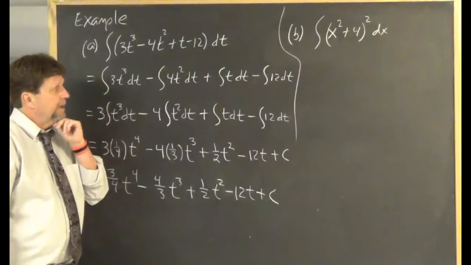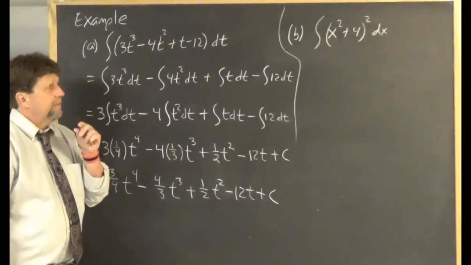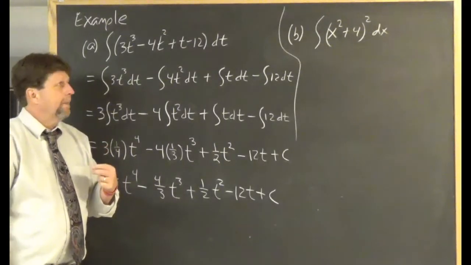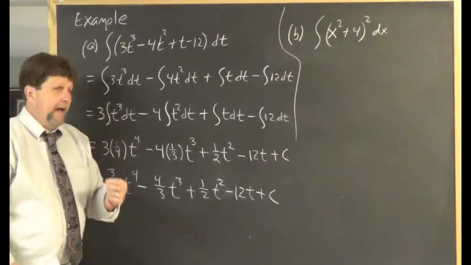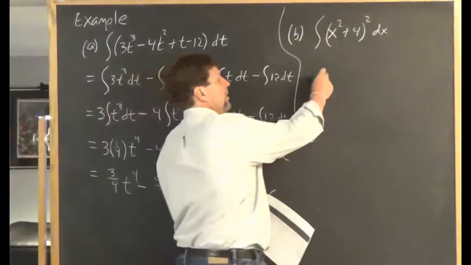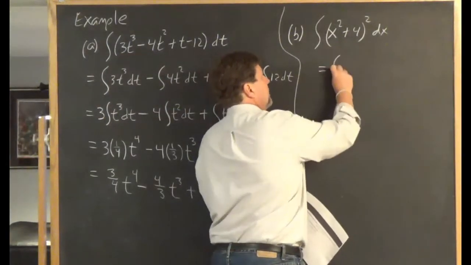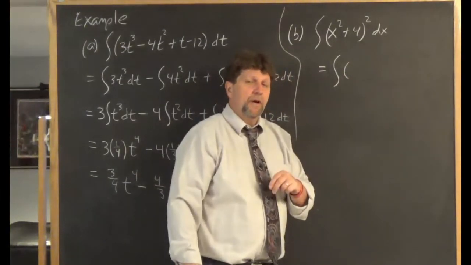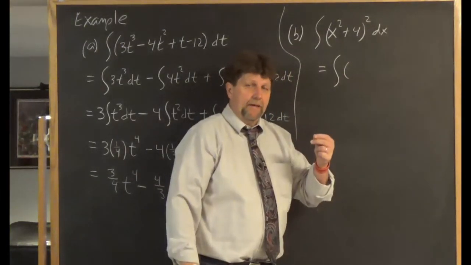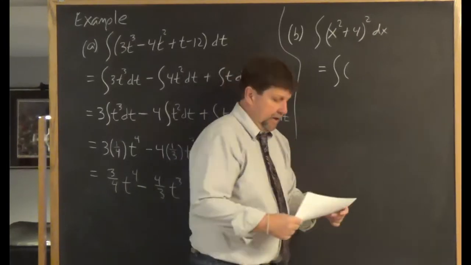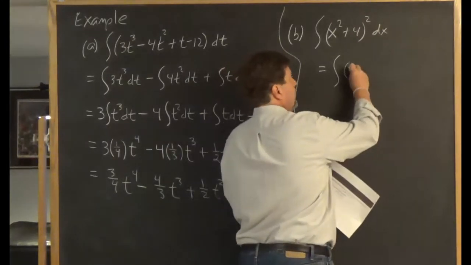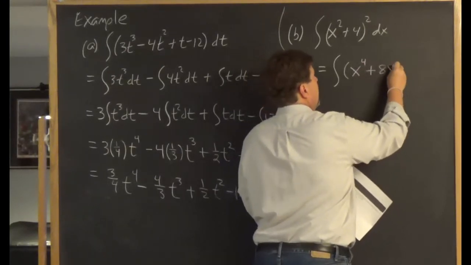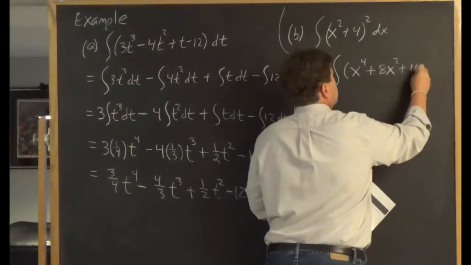All right, let's look at part B here. We're asked to integrate x squared plus 4, that quantity squared. So the only thing we can do now is start off by doing some algebra. We have to take x squared plus 4 and square that. So we have to FOIL it out. And when we FOIL it out, we get x to the 4th plus 8x squared plus 16.